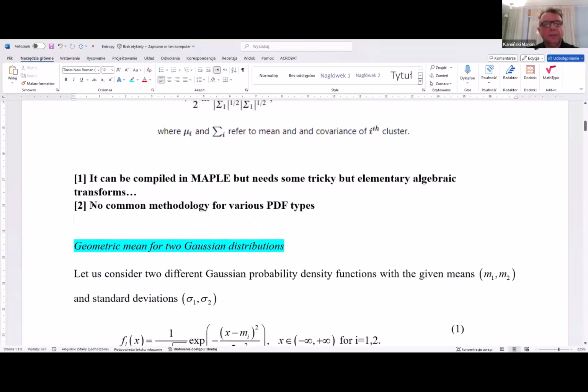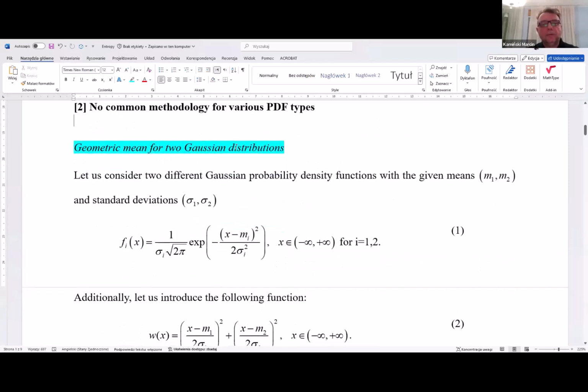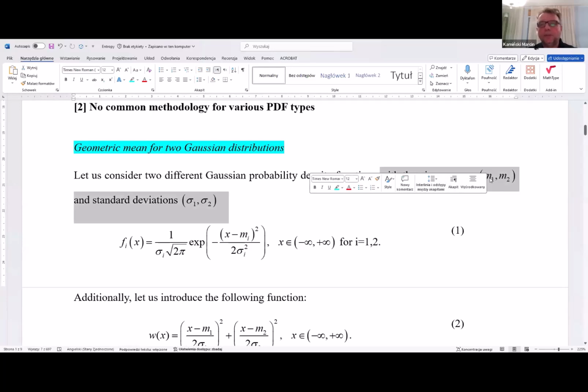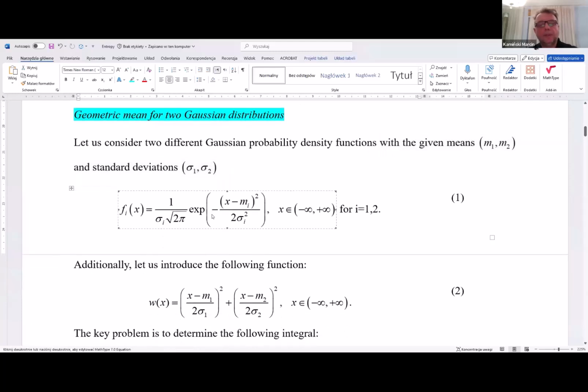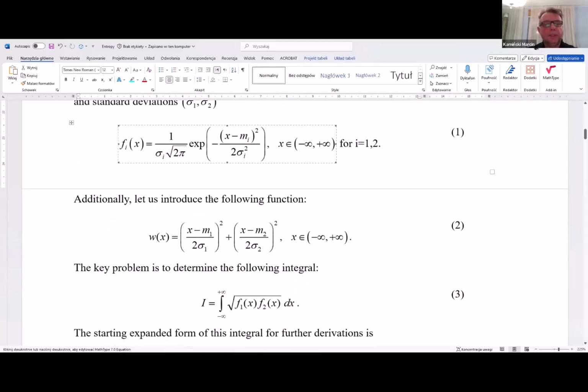Nevertheless, the problem is that thinking about computational implementations in Maple, there is no common methodology for various PDF types. So you need to make some kind of a table of the algorithms where the user may choose between different distributions. So geometrical mean for two different Gaussian distributions is calculated under the assumption that we have two distributions with the expectations M1, M2, standard deviation sigma 1, sigma 2. The function for distribution is quite well known in mathematics.